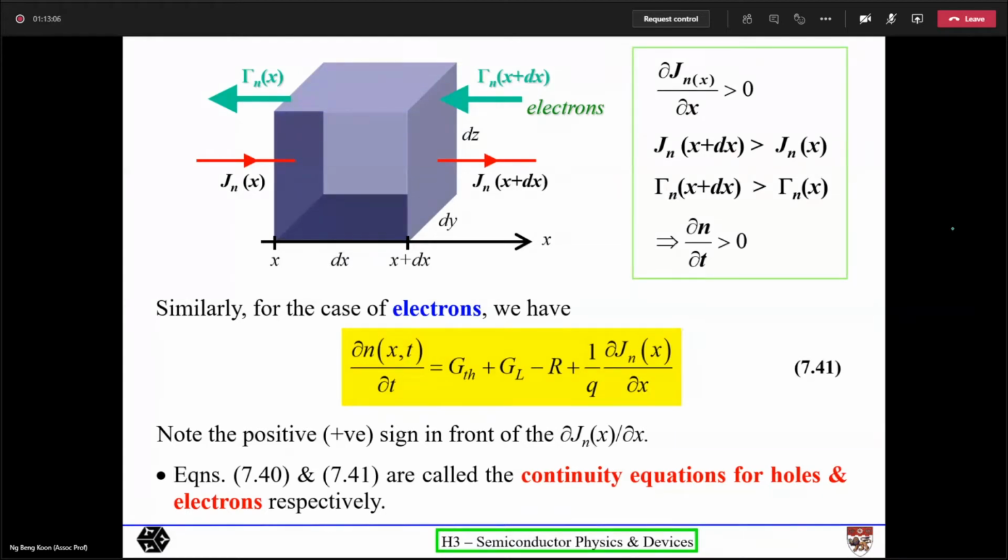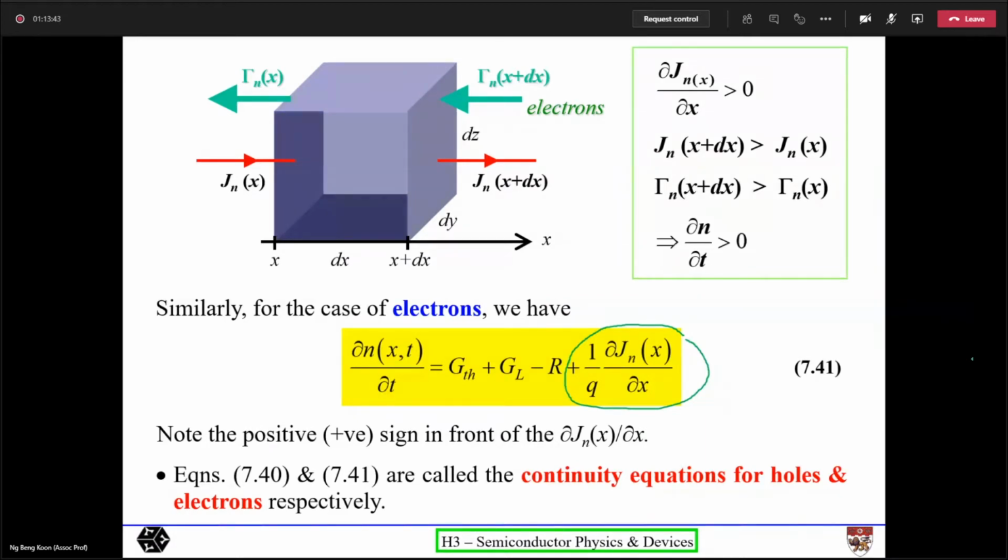And if you derive the effect of current on your change in the electron concentration with respect to time, then you'll find that it gives you a somewhat similar expression, except that the sign is reversed. In the case of electrons, the sign of this current effect is positive, whereas in the other case it's negative, which is expected because the particle flow for electrons is in the opposite direction to conventional current. So everything is reversed. This equation here is known as the continuity equation for electrons.